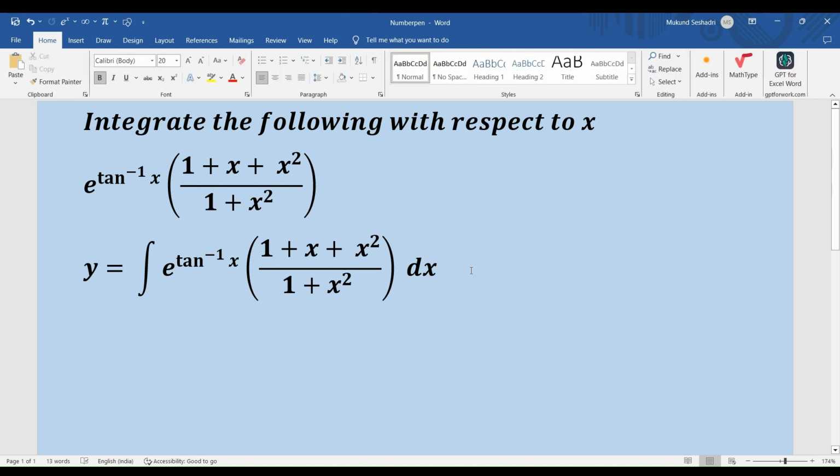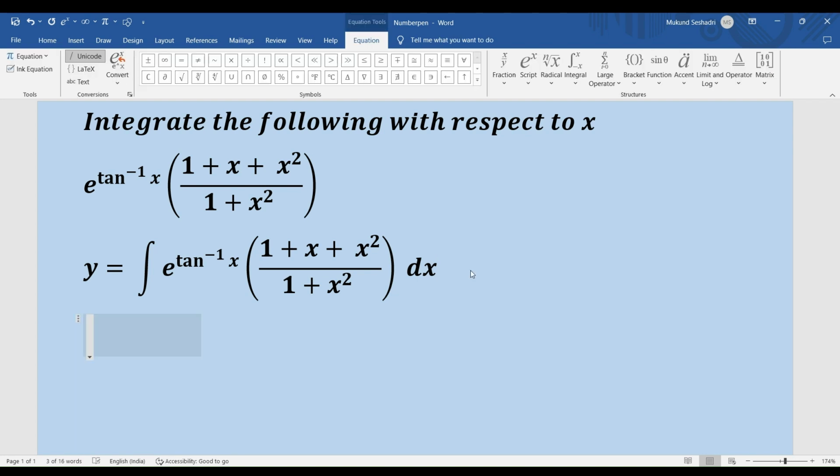So that's my y. I know that my y is not in a very simple format whose antiderivative I know from first principles. And I don't think it's in a very simple UDV format as well. So how do I go about solving this problem? Now I notice that I have a tan inverse of x in the power of e. So I'm going to try simplifying that, right? So how do I do that?